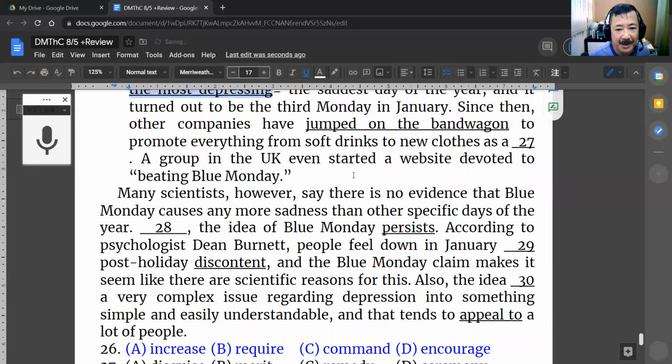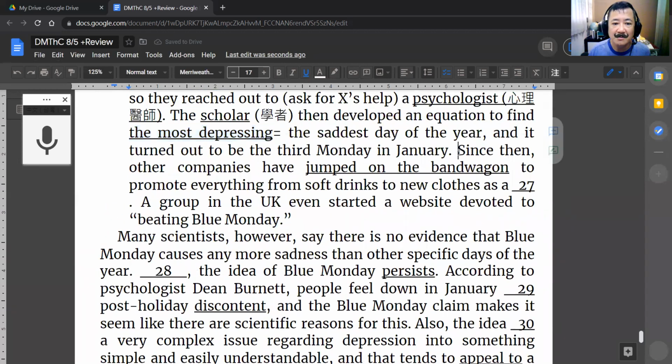True or not, I don't know. Okay? So imagine you're the travel agency, and you find out the third Monday of January is the saddest day of the year, so you will promote vacations around that time to make people feel happy, right? So imagine if you're feeling very sad and then you see a 广告 about vacation going off to an island, beautiful beaches, then you want to go, right? So they want to use this information to make money, right? By finding out what is the saddest day of the year.